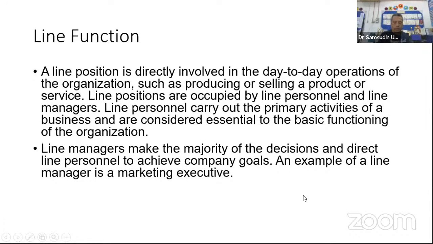Okay, this slide is more about the line function. Line function is more on the day-to-day, for example, producing or selling a product. Line positions are occupied by line personnel and line managers. They are considered essential to the basic function, so more toward the function.